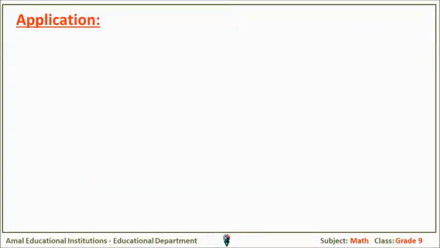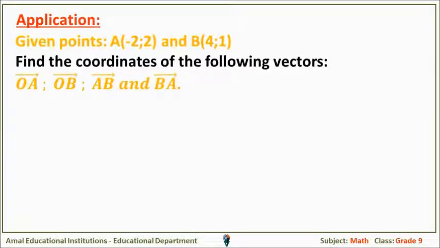Now we'll have this small application. I have the points A(-2, 2) and the point B(4, 1). I want to find the coordinates of the vector OA, the vector OB, the vector AB and the vector BA. We will start with the vector OA.